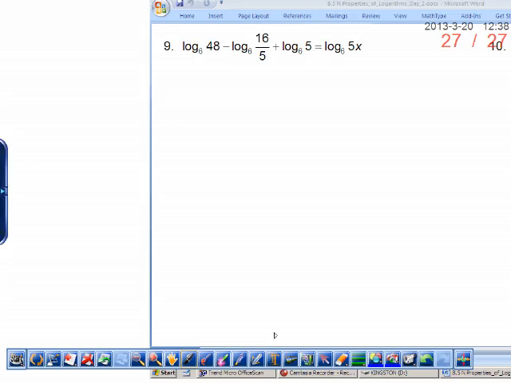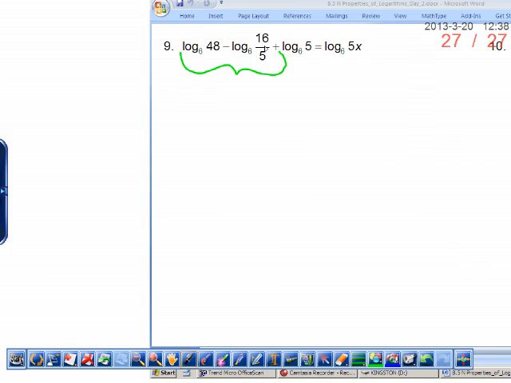Go ahead and get this one copied down. All right, so in order to solve this, we've got to condense that left-hand side. And to condense that left-hand side, just like we've been doing, we've got to work from left to right. So I want to go ahead and just condense these first two. What rule do I have to use there? The quotient rule.